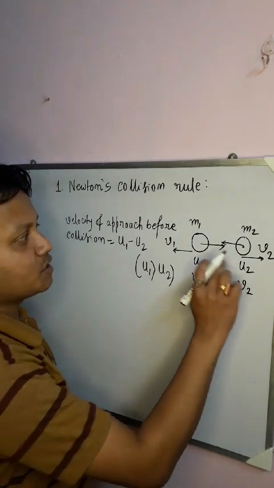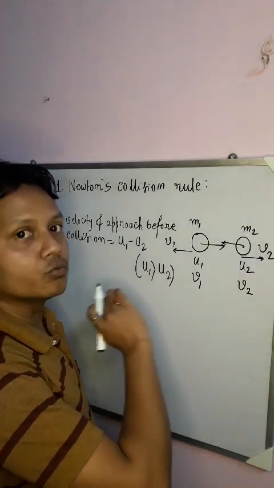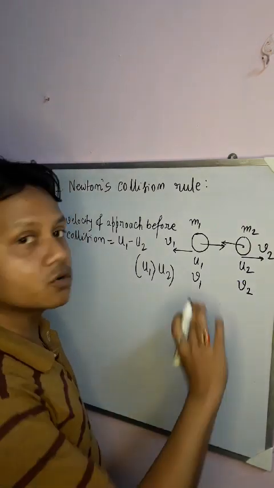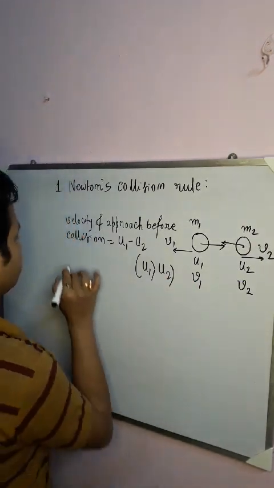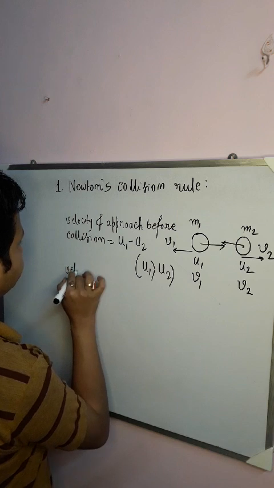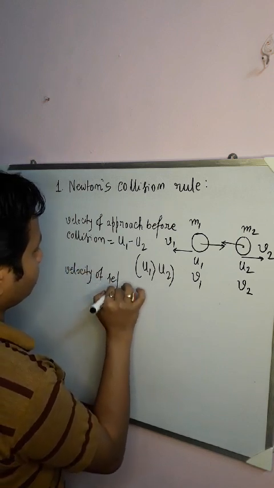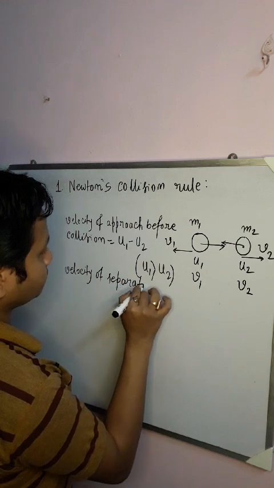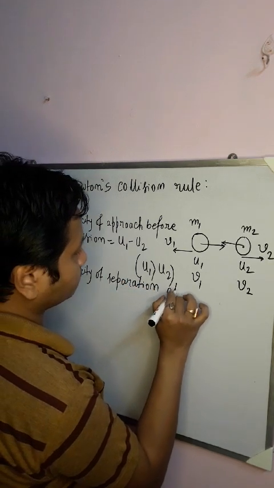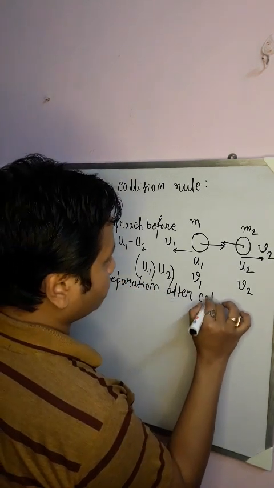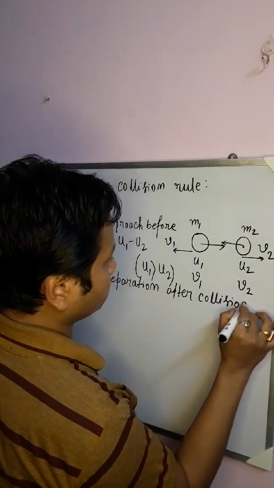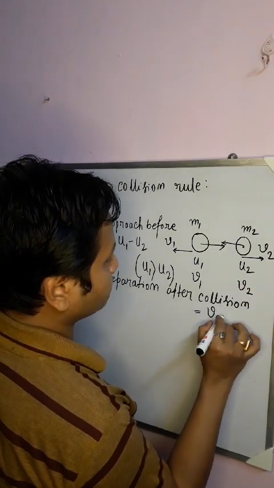After collision both the particles move in the opposite direction. So what will be the velocity of separation after collision? The velocity of separation after collision is simply v2 minus v1.